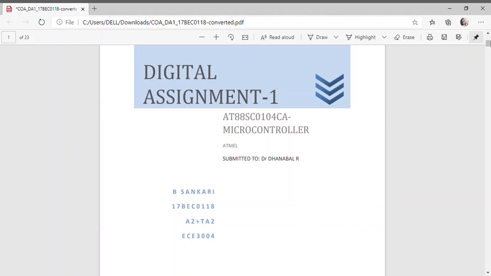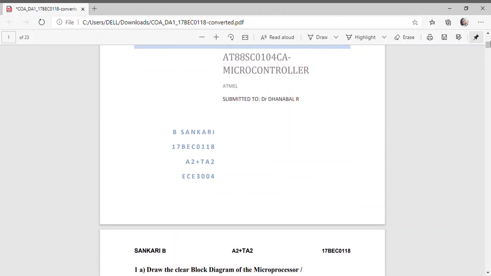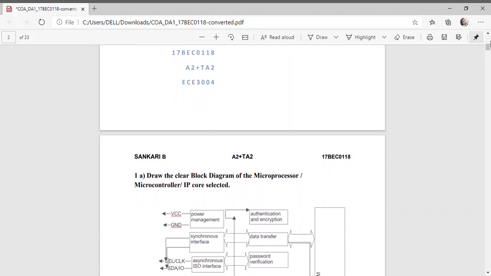First of all, I would like to thank my professor, Mr. Da1 sir, for making all the concepts very clear in the class and for giving me the liberty to choose a microcontroller and learn about it myself through this DA. So the microcontroller that I chose is 8088SC0104CA microcontroller at MEL. Moving on to the questions.